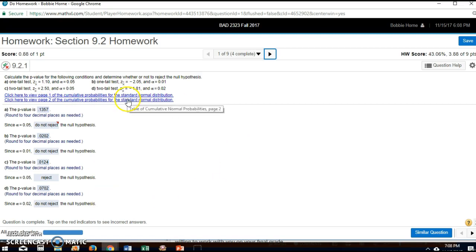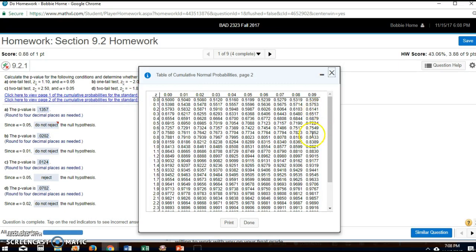So what you need to do is, first, this table is going to tell you the probability to the left. 0.8643 is the probability all the way to the left of 1.10. So to get the right probability, remember they add up to 1. So if I know the one I don't need, I will take 1 minus this, and 1 minus 0.8643 would be 0.1357. So if my p-value is greater than my alpha value, I do not reject the null.